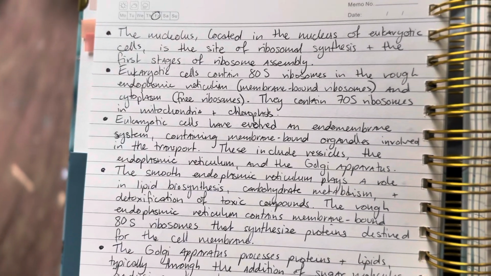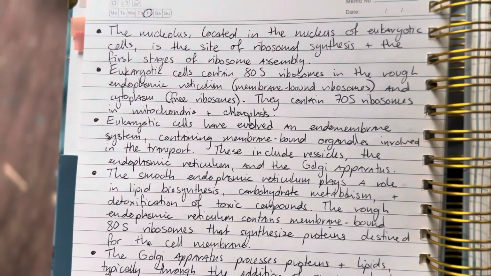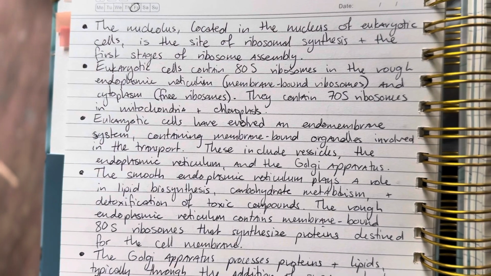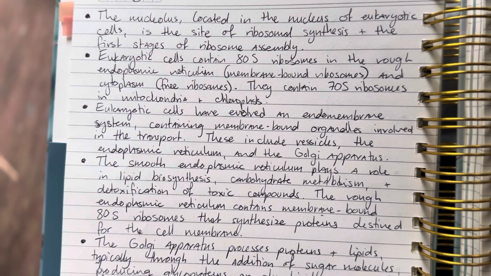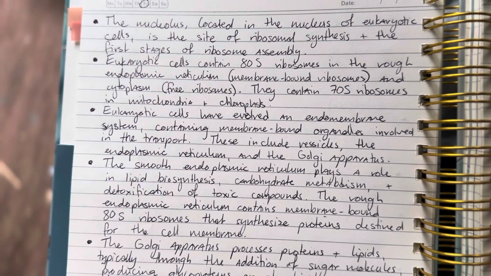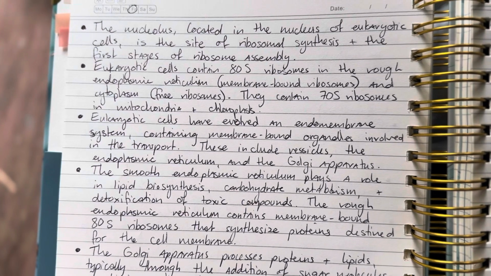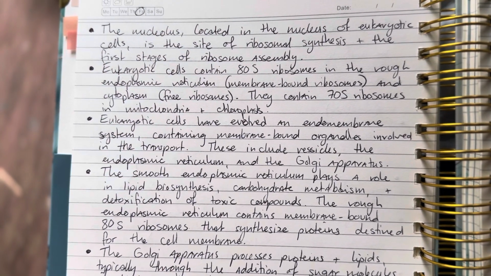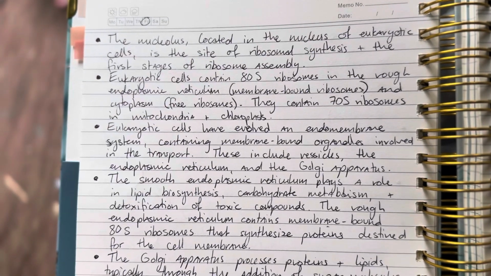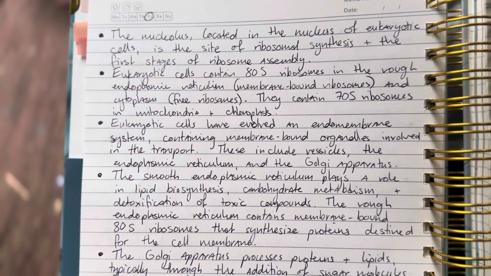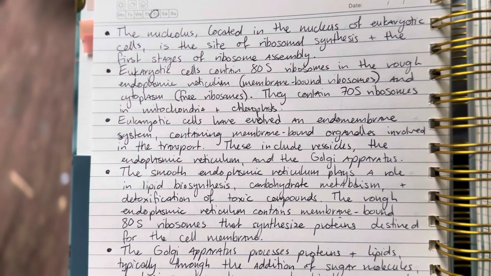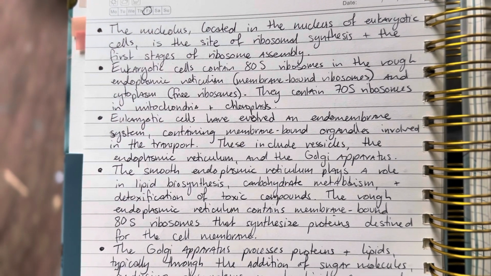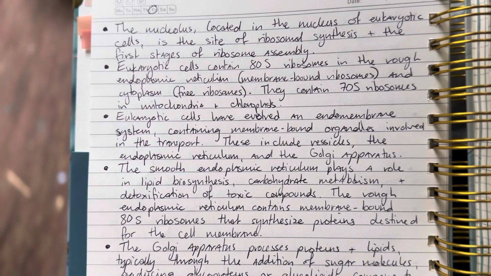The nucleolus located in the nucleus of the eukaryotic cells is the site of ribosomal synthesis and the first stages of ribosome assembly. Eukaryotic cells contain 80S ribosomes in the rough endoplasmic reticulum, membrane-bound ribosomes, and cytoplasm, free ribosomes. They contain 70S ribosomes in the mitochondria and the chloroplasts.